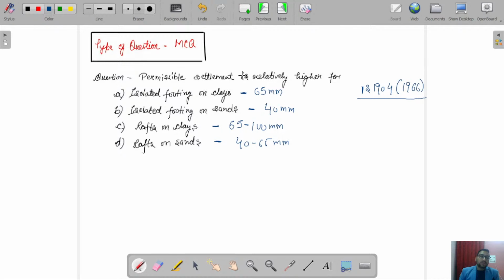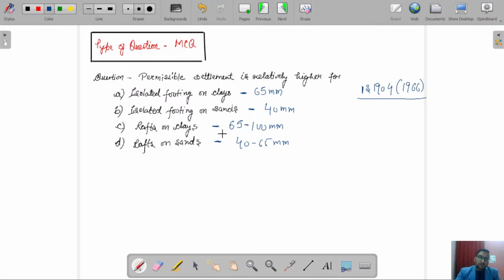Obviously I'm going to take the permissible settlement value more for that soil which is going to settle more. जिसमें भी आपका सेटलमेंट ज़्यादा होता है उसमें आपको परमिसिबल सेटलमेंट की वैल्यू भी बढ़ानी पड़ेगी, राइट?